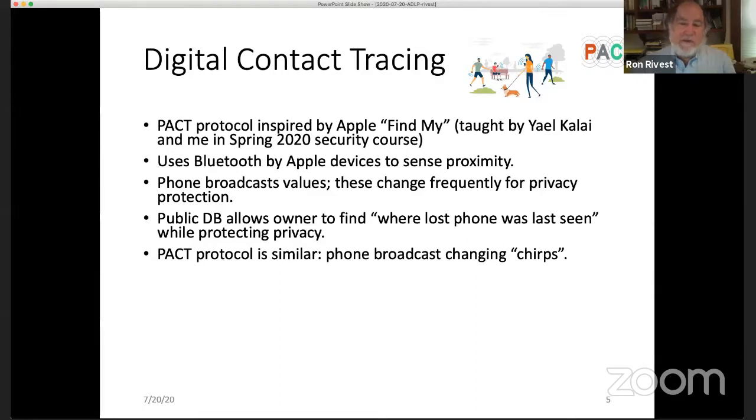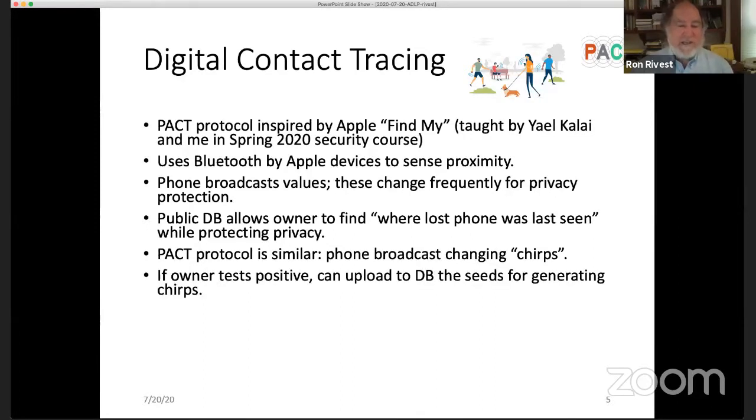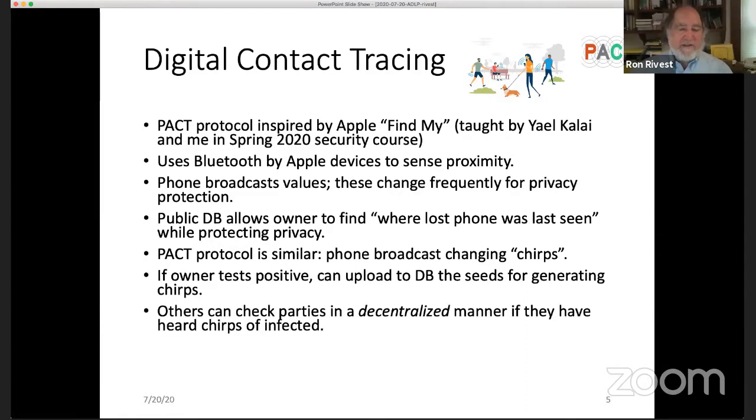The idea is, well, if you can use Bluetooth to measure proximity for this kind of application, why not for COVID-19 contact tracing? So we can have the phone broadcast chirps that change every so often for the same kind of privacy issues. And then other phones can listen in and remember which chirps they heard. If the owner tests positive for the disease, then he can upload to a public database the cryptographic seeds for generating those chirps, which is basically posting all the chirps he broadcast. And others can then download that database and check in a decentralized manner if they've heard chirps of infected people.